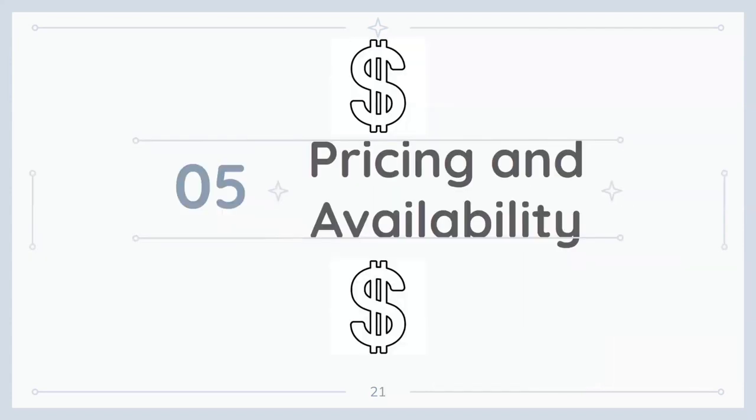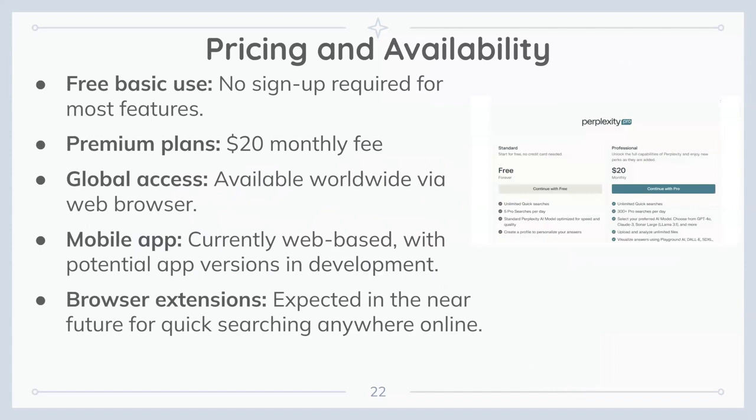So here's the pricing and availability. Free basic use. Like I said before, you can do unlimited, just normal searches, with no sign up required for most features, although I'd recommend signing up. And then they also have premium plans for a $20 monthly fee. That's basically the same as ChatGPT's. Global access: it's available worldwide via web browser. There's a mobile app and browser extensions. So it's pretty much available anywhere.